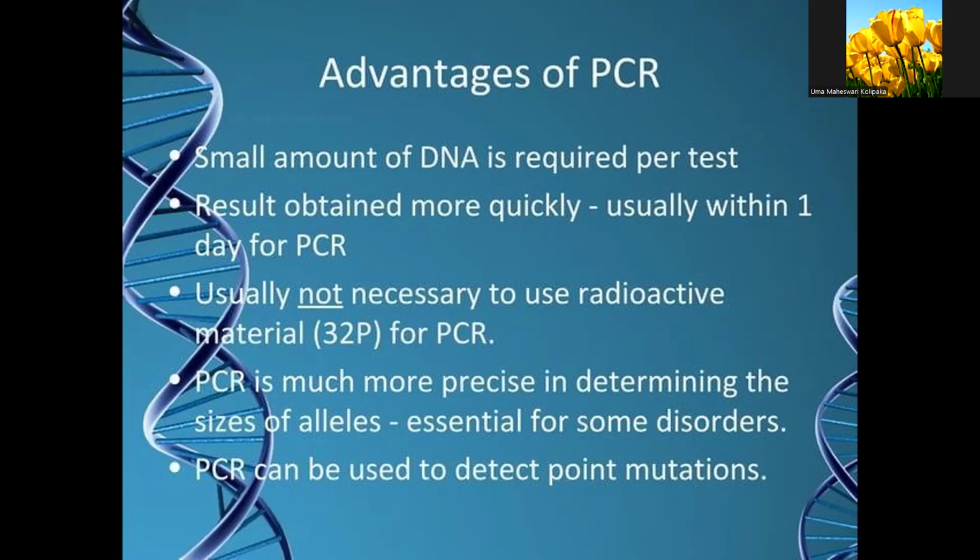So these are all the advantages. A small amount of DNA is required, so we can easily take a small amount. We are not depending on a large quantity of DNA, and results are obtained more quickly, within a very short span of time, not actually 1 day or 1 hour, within minutes we can get the number of copies. Usually it is not necessary to use radioactive materials. We are not taking any sort of radioactive materials here. And PCR is much more precise in determining the sizes of alleles, essential for some disorders. So PCR can be used to detect point mutations.